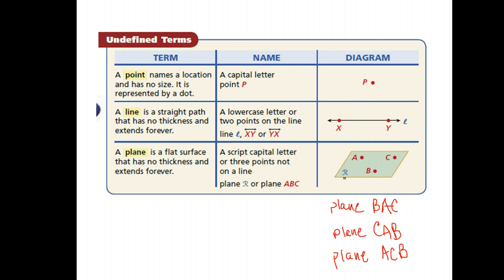Okay, so that's the basics. That's what we're starting with in geometry: a point, a line, and a plane. Again, it's very important to remember a point is named with 1 capital block letter. A line is named with 2 capital block letters. And a plane is named with 3 capital block letters.